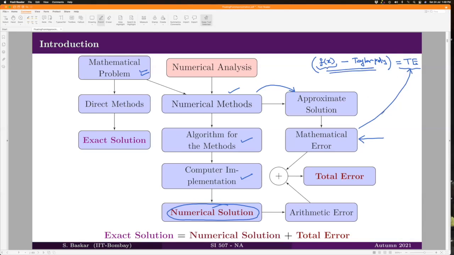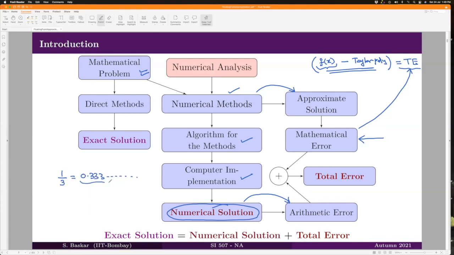Apart from this error, we are also going to commit certain error when we put the method on the computer and get the numerical solution. That error is called the arithmetic error generally. How this arithmetic error comes is, well, since the computer has only a finite precision memory, it cannot store a number with infinite digits. For instance, if you want to store the number 1 by 3 on a computer, it cannot store it as 0.333 and it keeps on going.